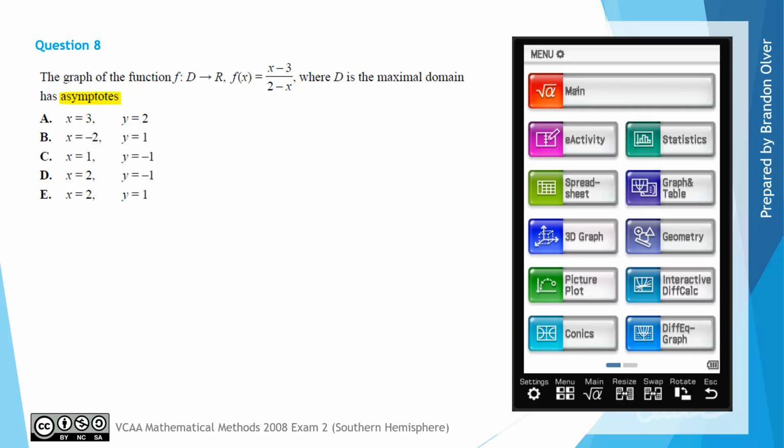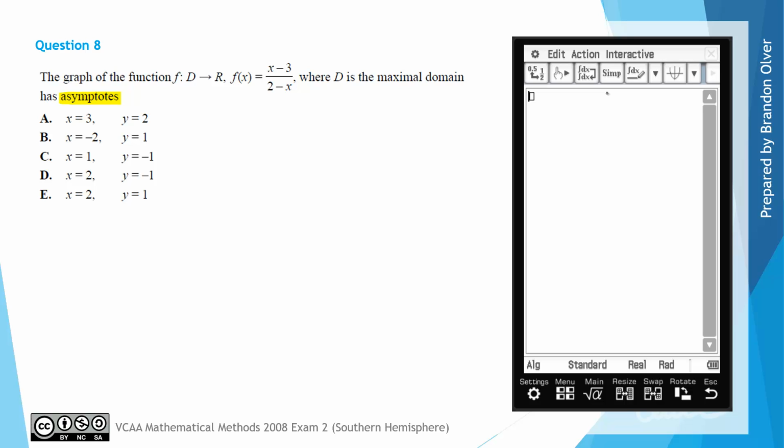On the CAS calculator, go into the main menu. Now the first approach that I'm going to show is to take this fraction and turn it into a proper fraction, so that it looks more like the hyperbola rule that you'd be more accustomed to seeing.